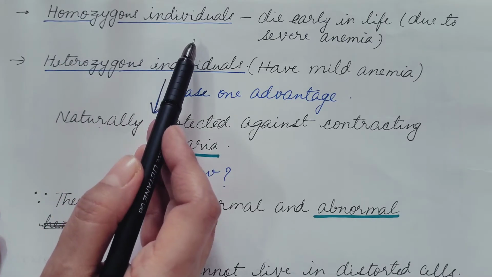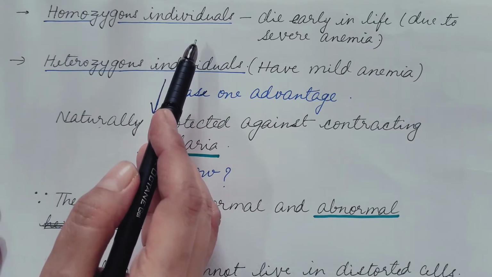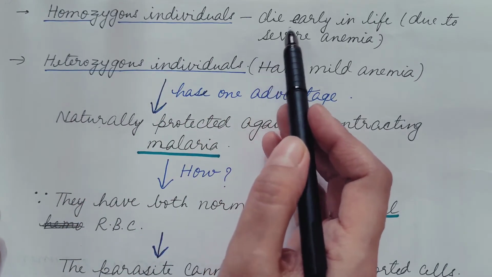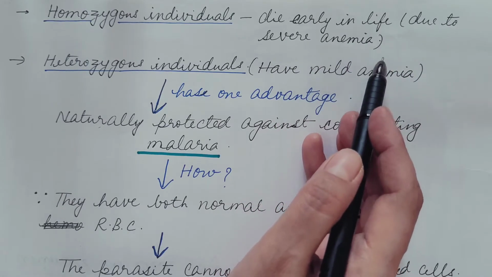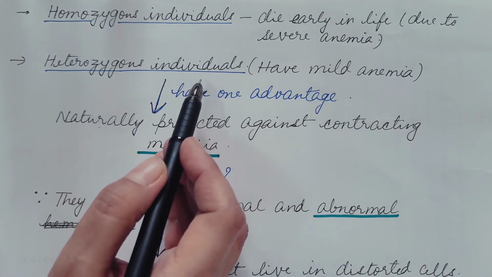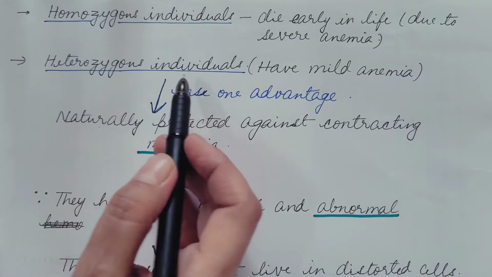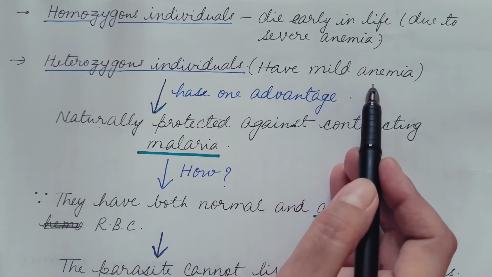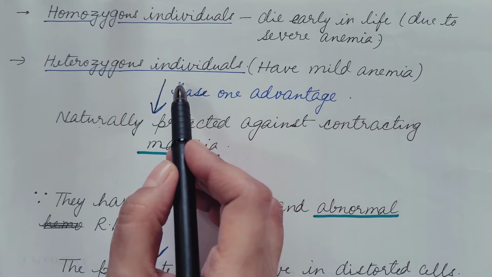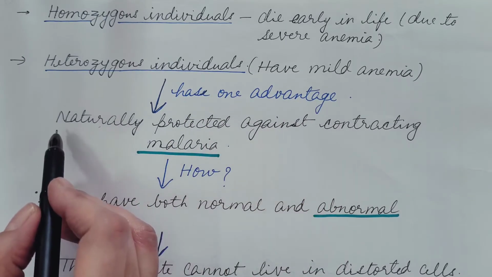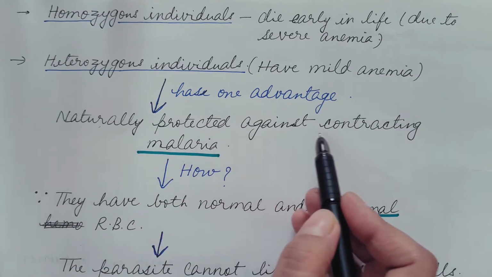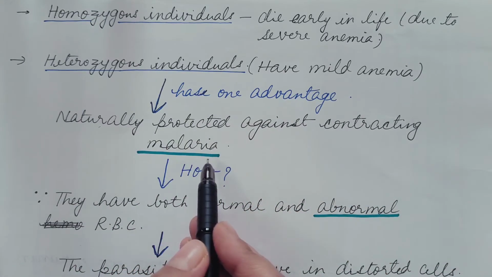Homozygous individuals, which have two copies of this recessive gene, die early in life due to severe anemia. But a heterozygous individual, which has only one copy of the gene, has mild anemia. Also, these have one advantage. These are naturally protected against contracting malaria.